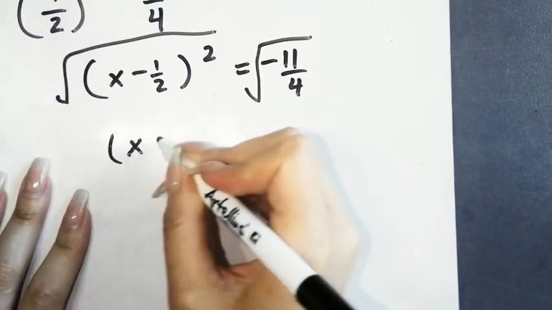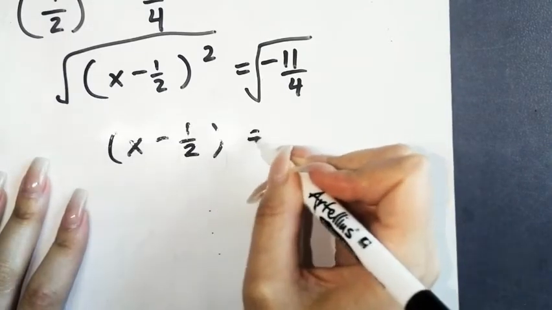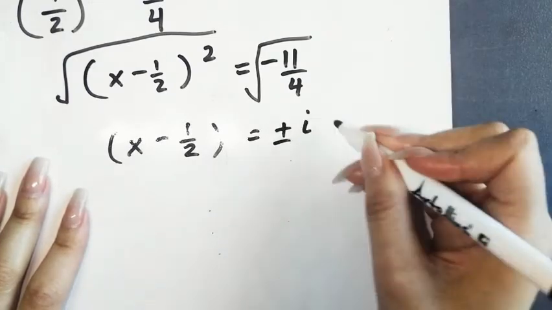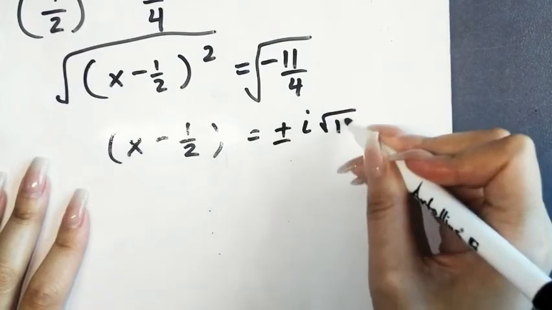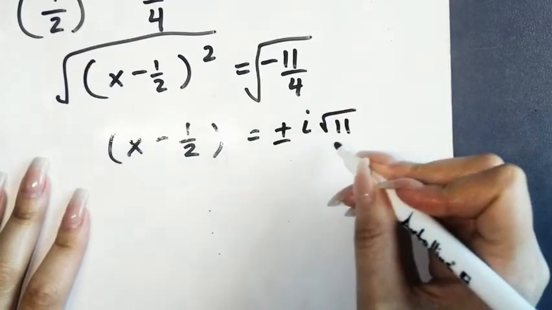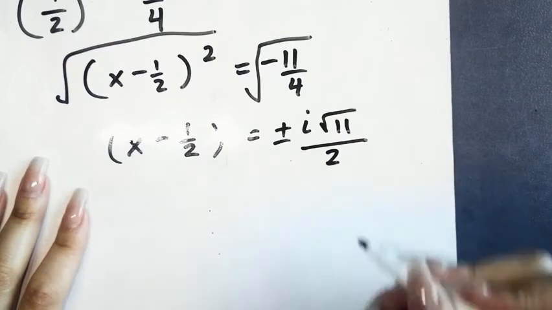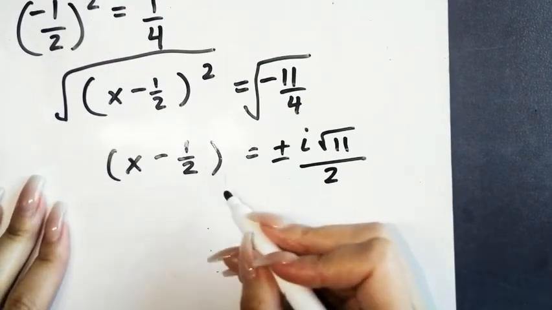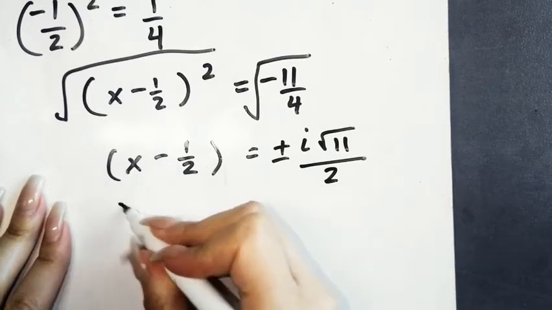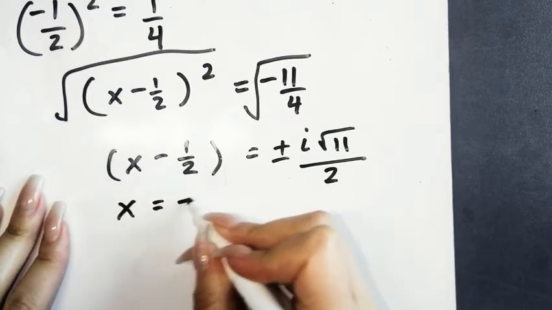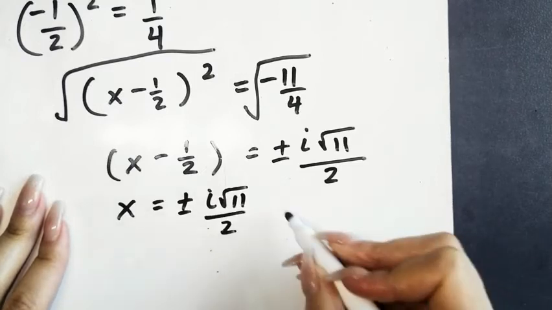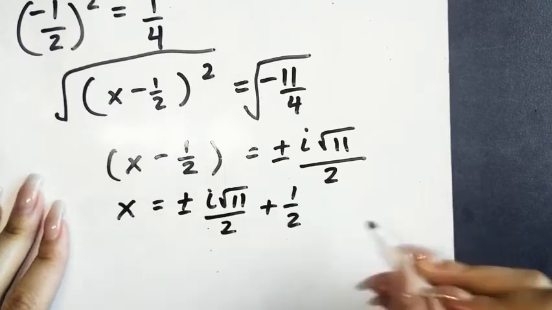So you have x minus 1/2 is going to be equal to plus or minus, and you know that this negative comes as an i. Then you have the square root of 11, divided by the square root of 4, that is 2. Okay, so you have this situation here. Now I can solve for x, so my x is going to be equal to plus or minus i square root of 11 divided by 2, plus 1/2.